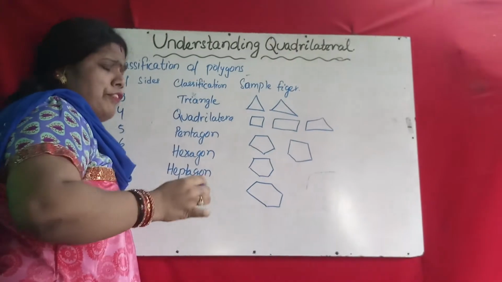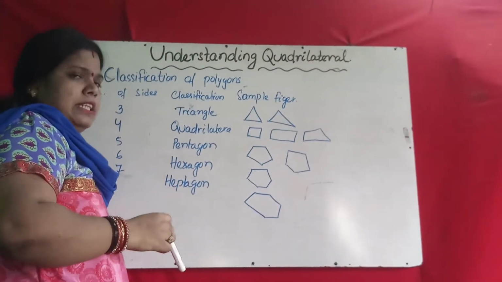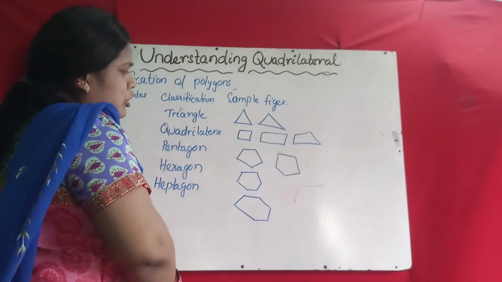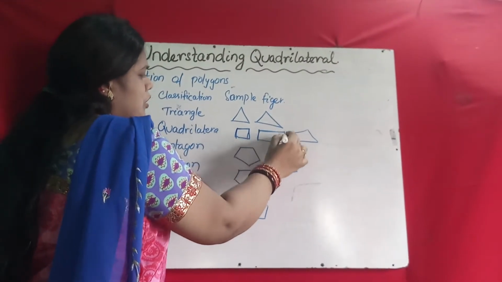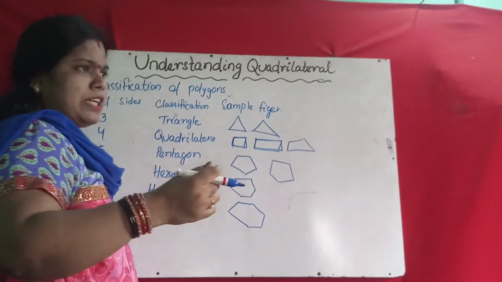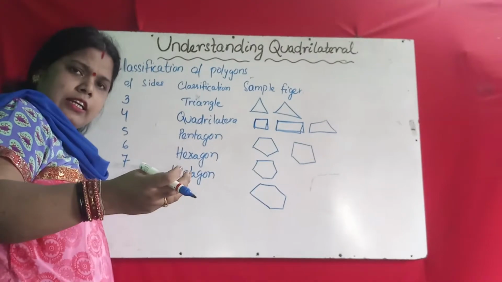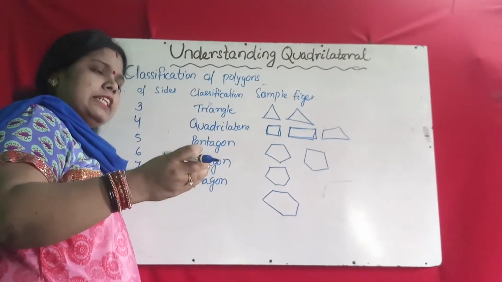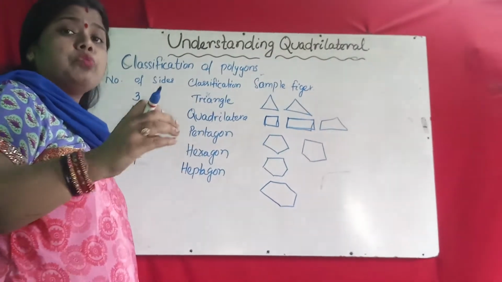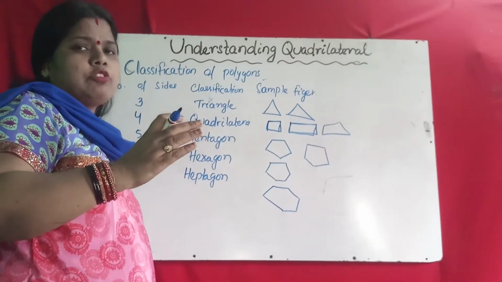Then if a polygon has 4 sides, it is called a quadrilateral. A closed figure with four sides. Look, these are four sides. Quadrilaterals also have different types according to their shape, such as square, rectangle, parallelogram, rhombus, trapezium. These are closed figures with four sides, and overall their classification is quadrilateral.